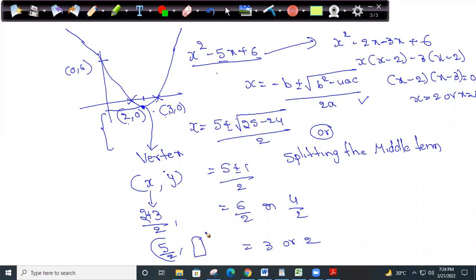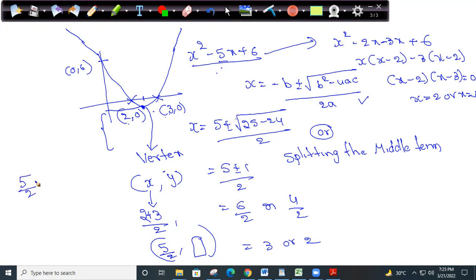Y value always gives the minimum. X value always says where the minimum value occurs. Where the minimum value occurs? 5 by 2. What is the one way of finding 5 by 2? Just find the midpoint of the x-intercepts. What are the x-intercepts? 2 and 3. What is that midpoint? 2 plus 3 by 2, which is 5 by 2. How do you find the y value? Just plug in this 5 by 2 in the function.